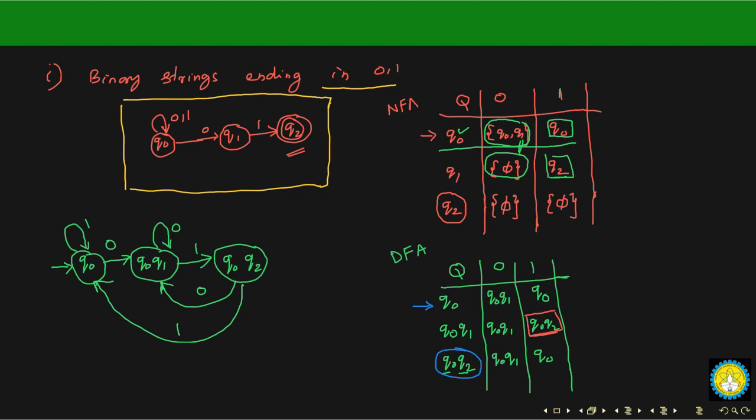Now again, don't forget to mark your final state. We have already identified Q0 Q2 as our final state, so we have to double circle it.